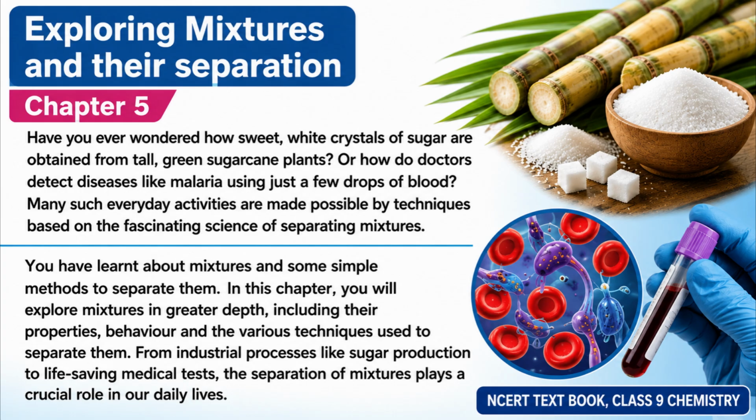And another question was, how do doctors detect diseases like malaria using just a few drops of blood? So, in this case, when a person has malaria, the blood contains tiny germs called parasites. Even though only a few drops of blood are taken, doctors examine it very carefully to see whether those malaria parasites are present or not. So, with the help of separating and observing components in blood, doctors are able to identify diseases like malaria very quickly.